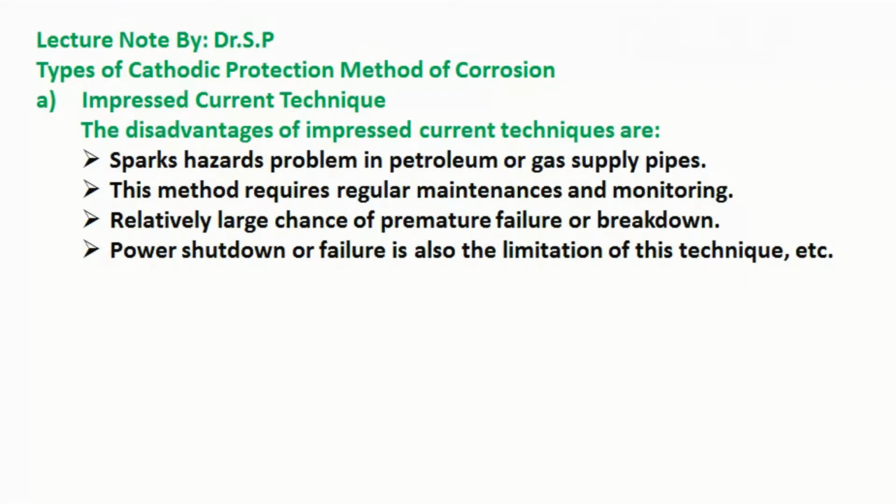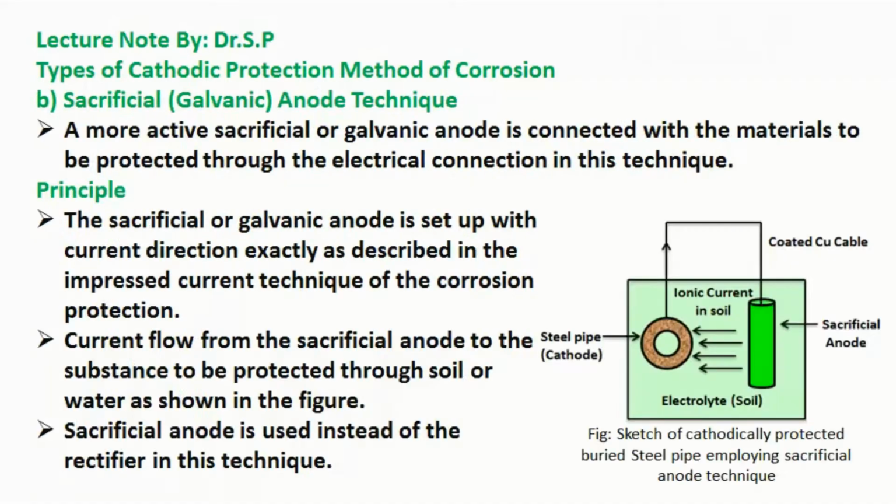The disadvantages of impressed current techniques are: spark hazard problems in petroleum or gas supply pipes. This method requires regular maintenance and monitoring. There is a relatively large chance of premature failure or breakdown. Power shutdown or failure is also a limitation of this technique, etc.